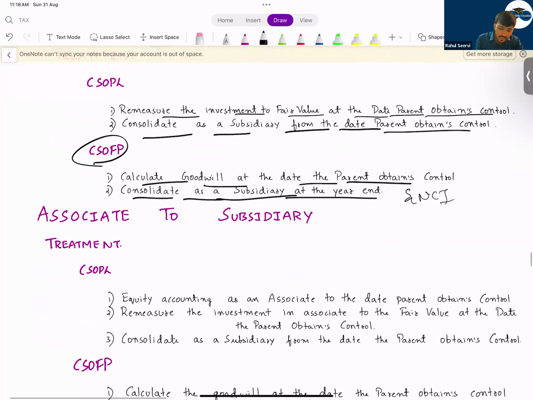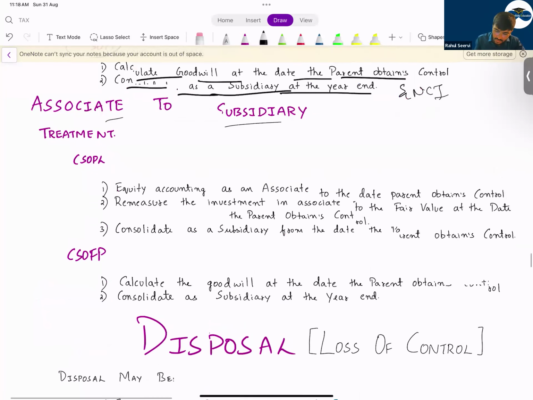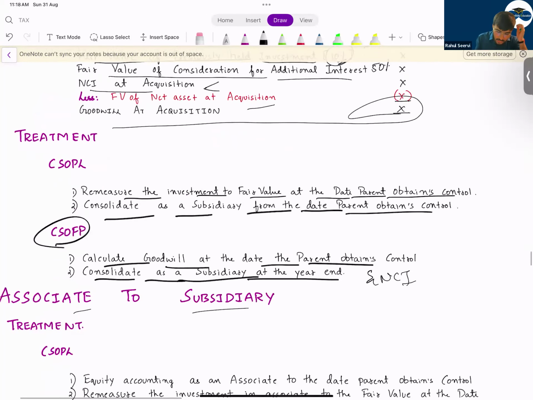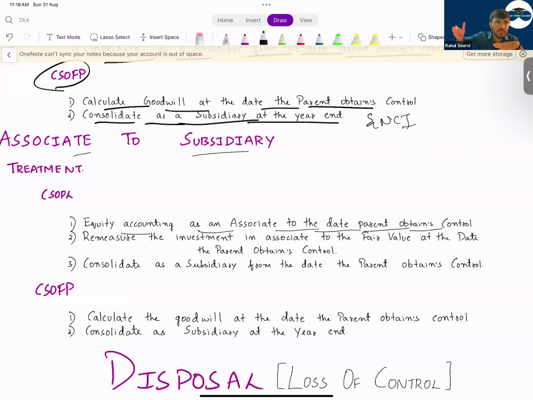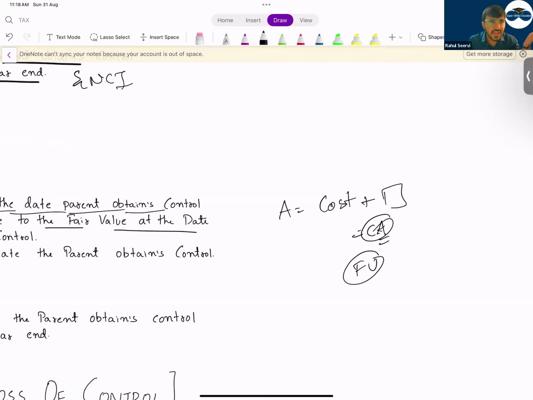Next one, associate to subsidiary. Everything is the same. What is the difference here? Instead of the fair value of 10%, it will be 30%, 40%, depending upon the data. So, equity accounting as an associate until the date the parent obtains control. Until we get control, we should follow IAS 28. Remeasure the investment in associate to fair value at the date the parent obtains control. In the books we record the investment in associate at cost plus profit. Whatever is your carrying amount, you should remeasure this to fair value. Data will be given. Sometimes in some questions you have to calculate the carrying amount, then compare it to the fair value. Whatever is the difference will go to P&L.